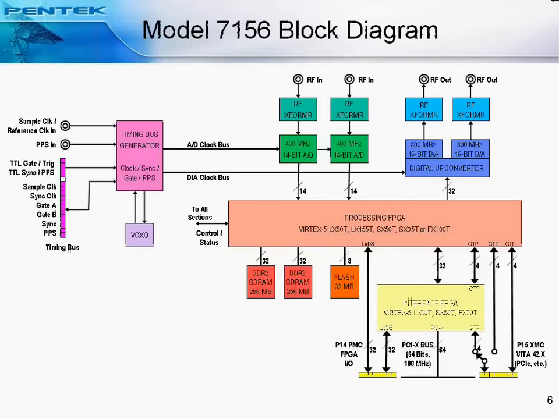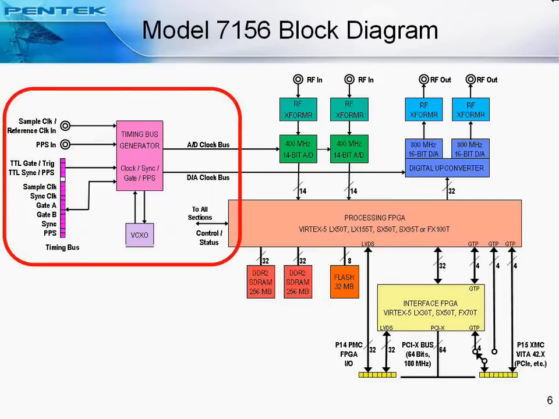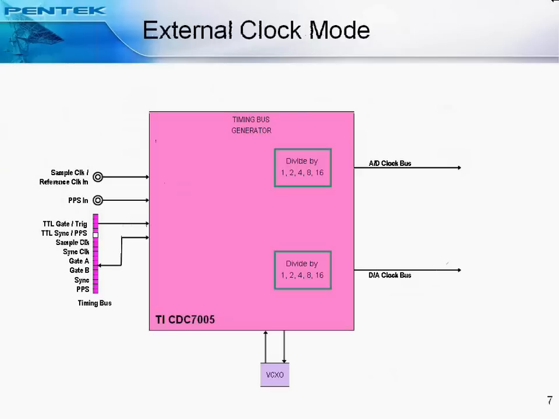Another key feature of the 7156 is the timing bus generator. I'd like to take a few slides and explain how this works. The timing bus generator is based on a Texas Instruments CDC7005. This is a clock synchronizer, a jitter cleaner. It has built-in dividers and clock distribution circuits.